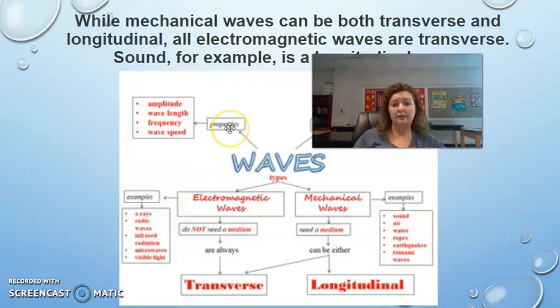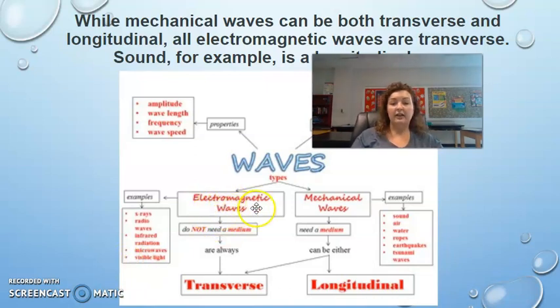So we know first that the wave properties are amplitude, wavelength, frequency, and wave speed, which we're not really getting into very much, but that's just how fast the wave's moving, right? So then underneath the waves, there are two different main types, and we're going to look at the first one. The first one is electromagnetic waves. Now, examples of electromagnetic waves are these right here: X-rays, radio waves, infrared radiation, microwave, visible light. There's even more, you guys, but these are just some examples for you to list.